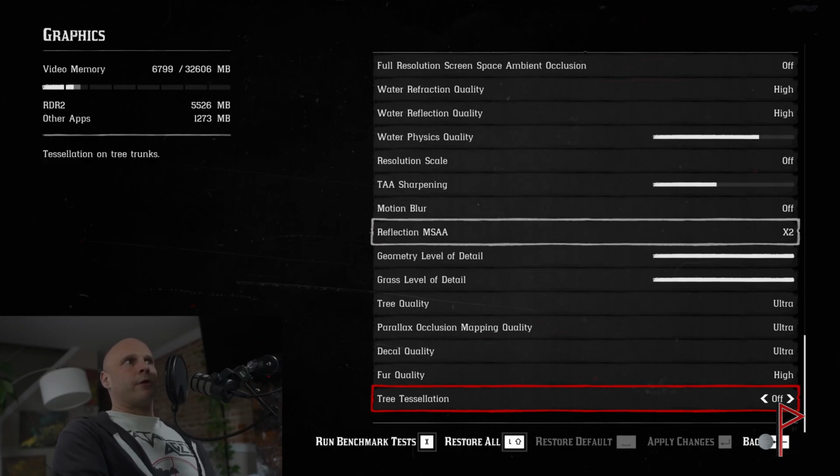Left that on ultra. Parallax occlusion mapping is a little bit similar to displacement mapping, except it's using shading rather than height, and it's not tessellation dependent, and it's not terribly resource intensive. Tree quality, the game's got a lot of trees, so I ticked that up.